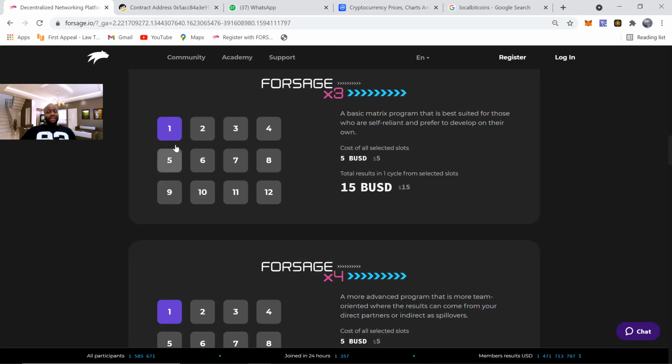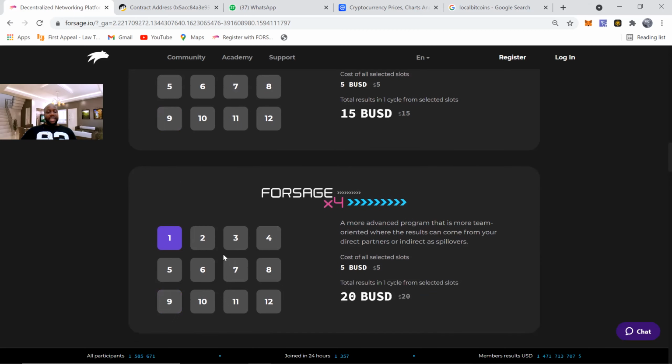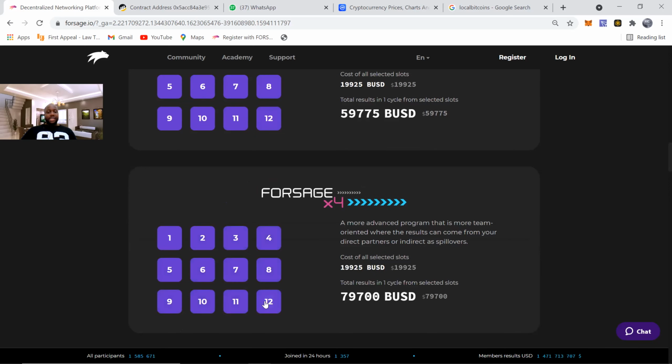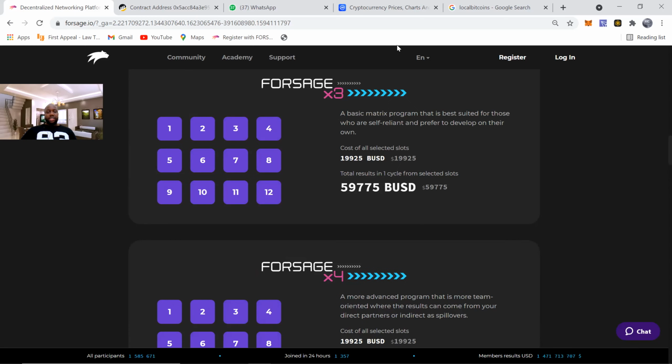So the first slot, because I've told you, with the 2 programs, X3 and X4, in the end, you need to have the 12 slots, not today, in the end. 12 slots X3, 12 slots X4. If you see this, the total cost to buy all of them, which is not going to apply to you, is 19,925, almost 20,000 in X3 and X4.